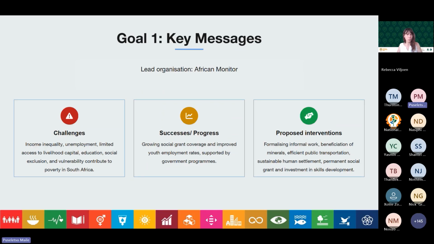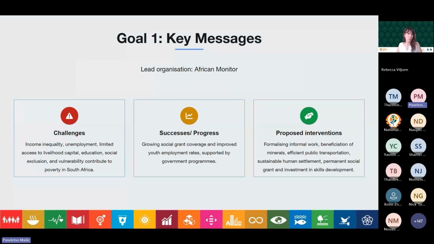The different goals were led by different civil society organizations. We reported on 8 goals, with goal 1 on no poverty being led by African Monitor. Some of the challenges that were identified under this goal include income inequality, unemployment, limited access to livelihood capital, education, social exclusion, and vulnerability contributing to poverty in South Africa.